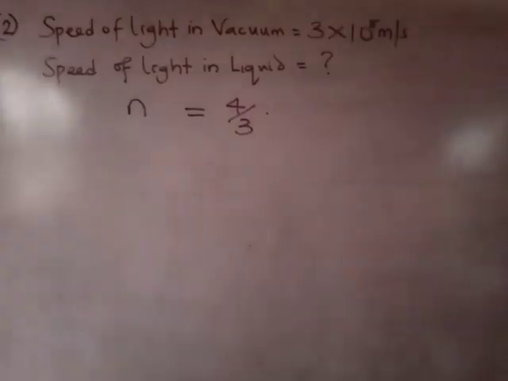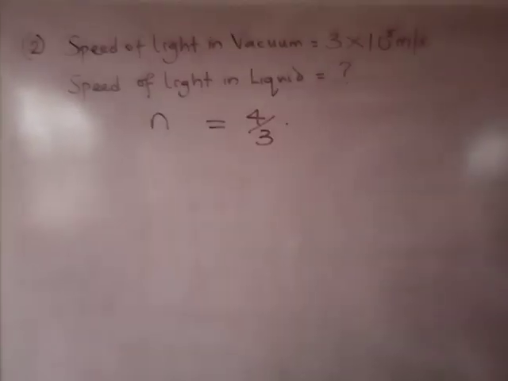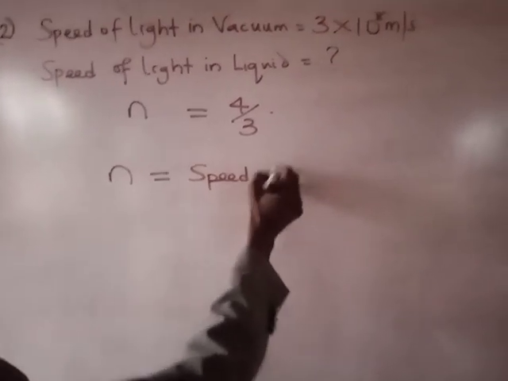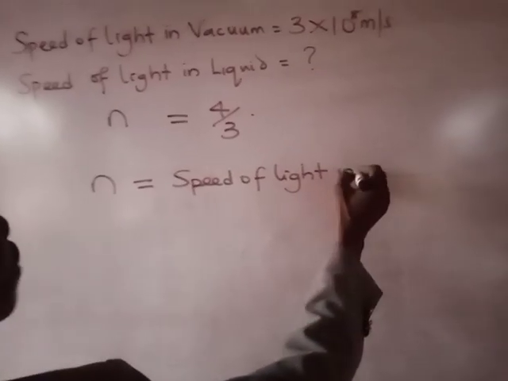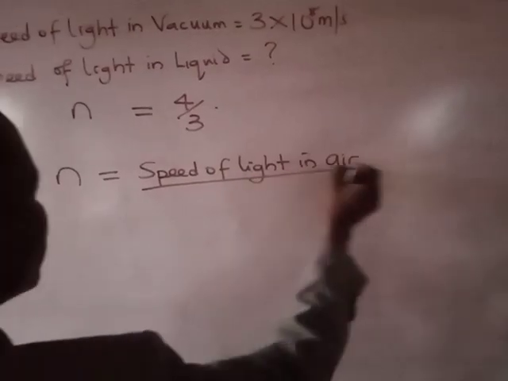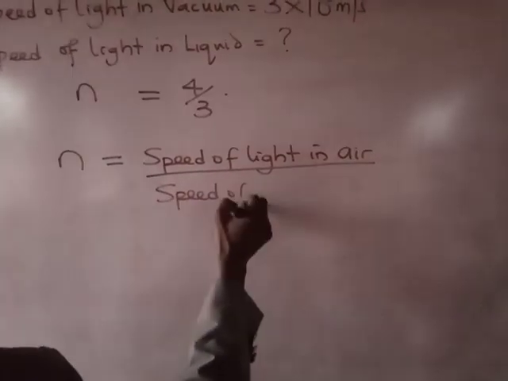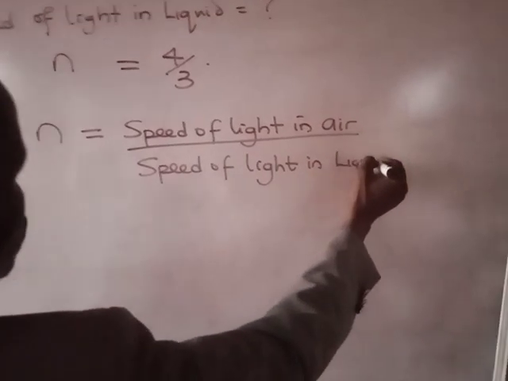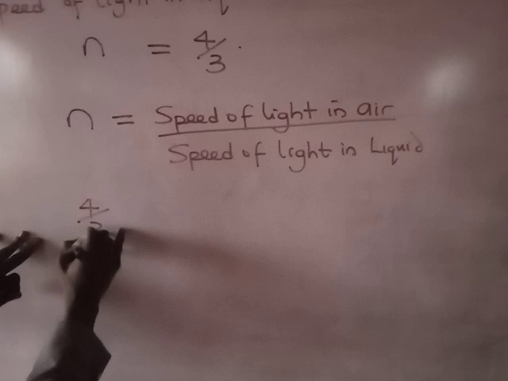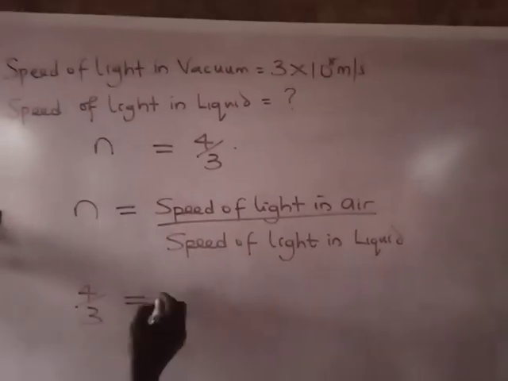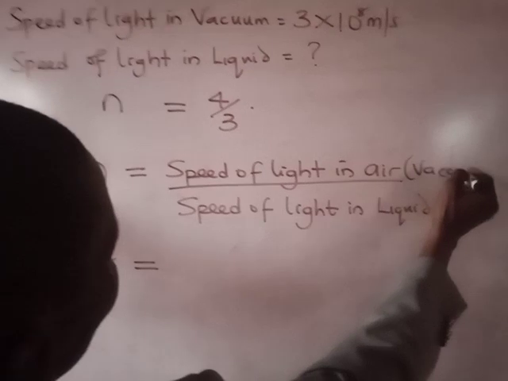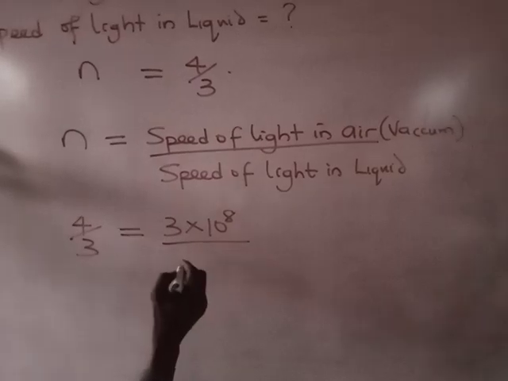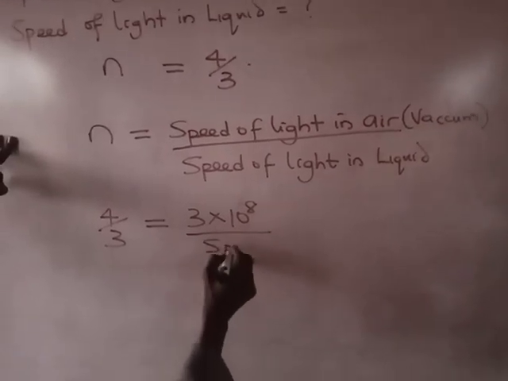Then you know that one of the formulas, the third one, will be most appropriate now, which says the refractive index is the speed of light in air all over the speed of light in liquid. So refractive index 4 over 3 will be the speed in air, as in vacuum. In air, that's the same thing as in vacuum, that's open space. That will be 3 times 10 to the power 8 all over the speed in liquid.